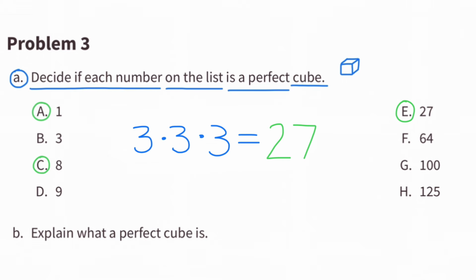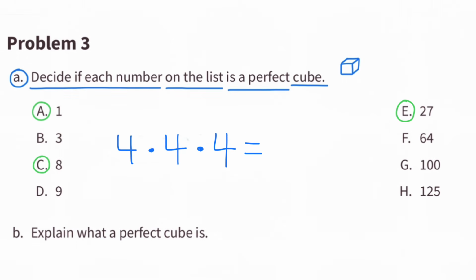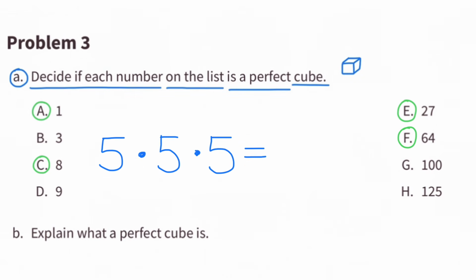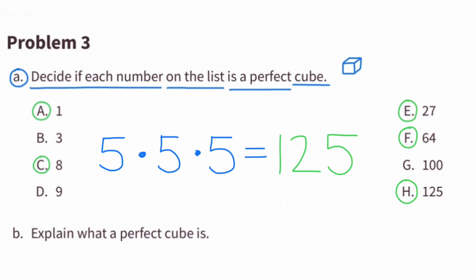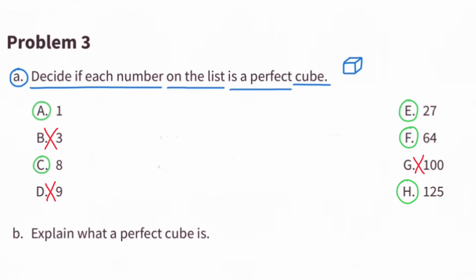4 times 4 times 4 equals 64. So 64 is also a perfect cube. 5 times 5 times 5 equals 125. So 125 is also a perfect cube. 3, 9, and 100 are not perfect cubes because there's no whole number that can be multiplied by itself three times that would have the result of either 3, 9, or 100.